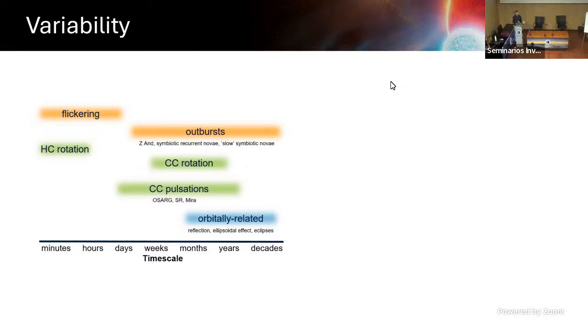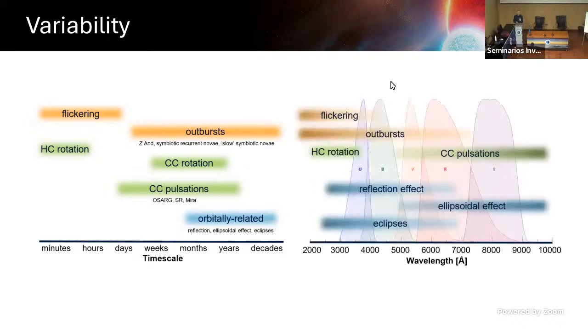Outbursts also can be ongoing from basically weeks to decades. The pulsations are somewhere in between. So you have a lot of things going on at different time scales. And the other thing is that if you just select one wavelength, you will have all this mixed together.